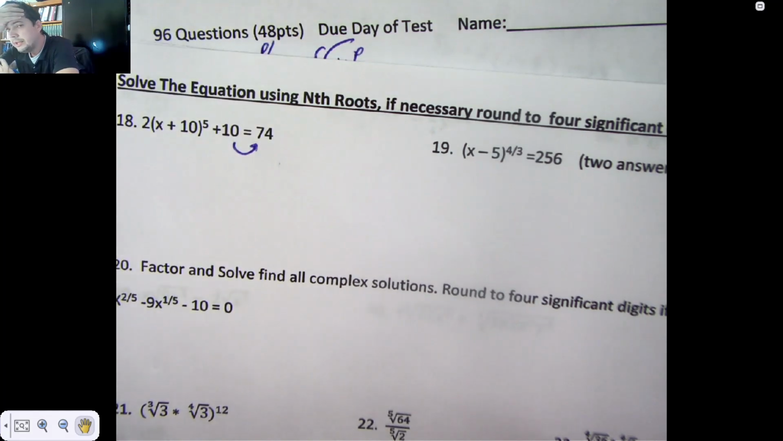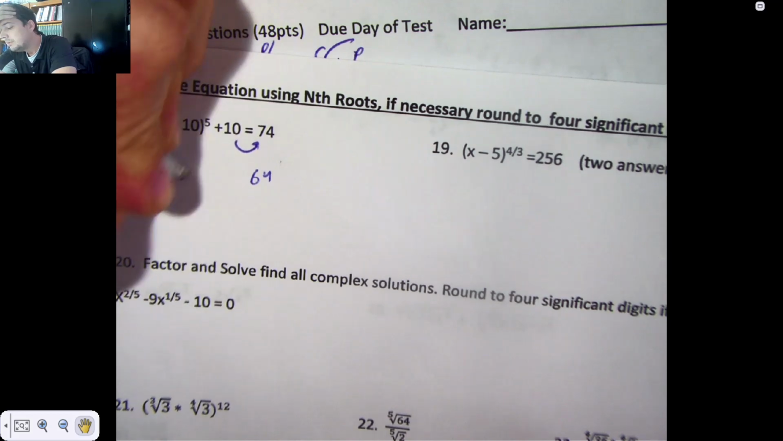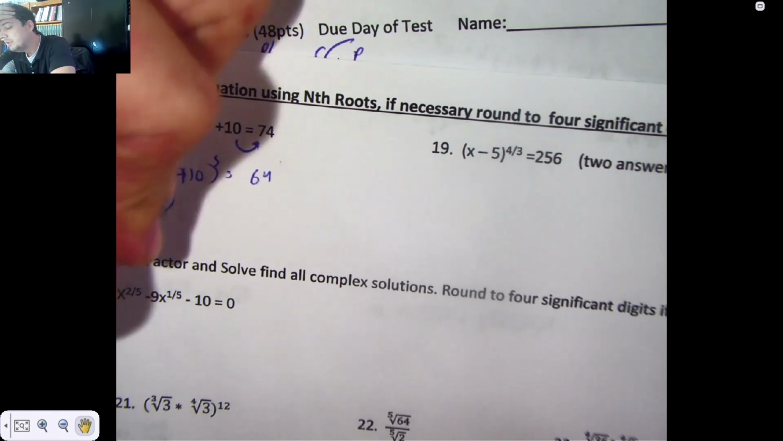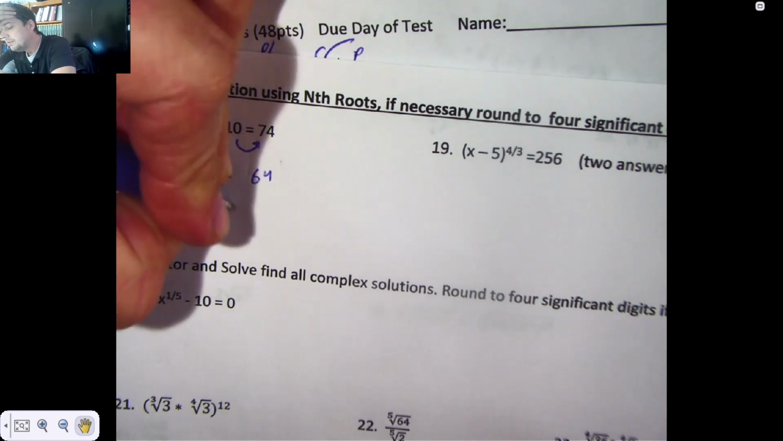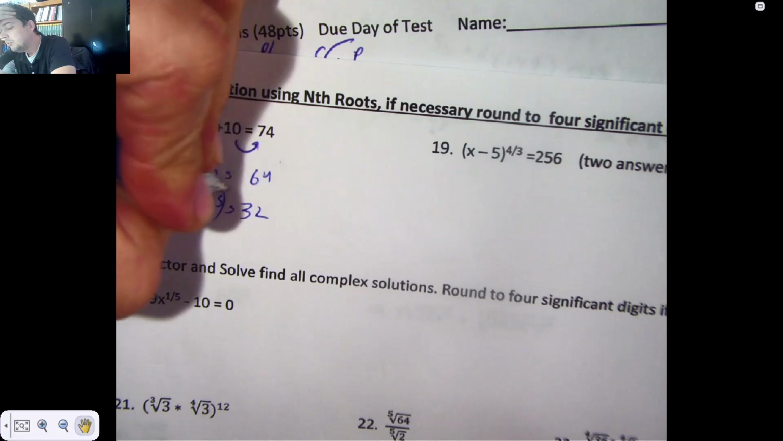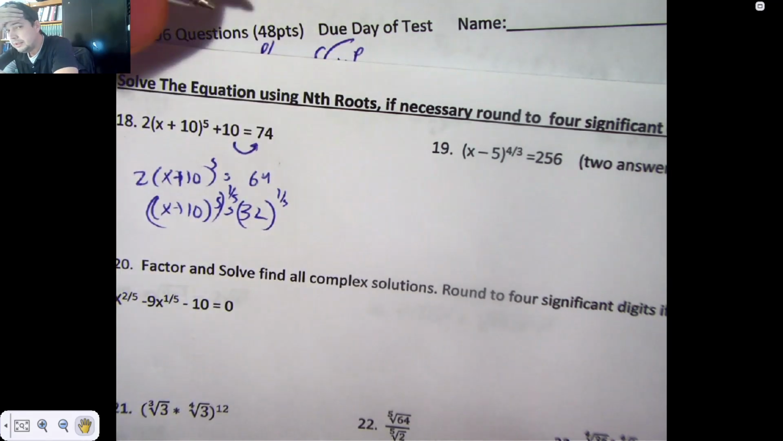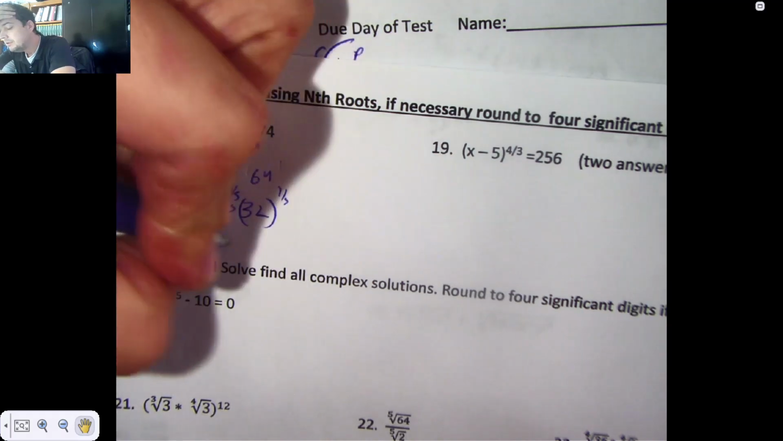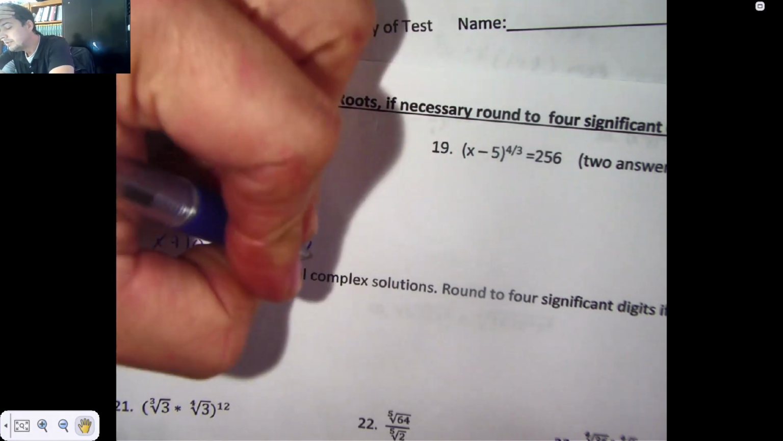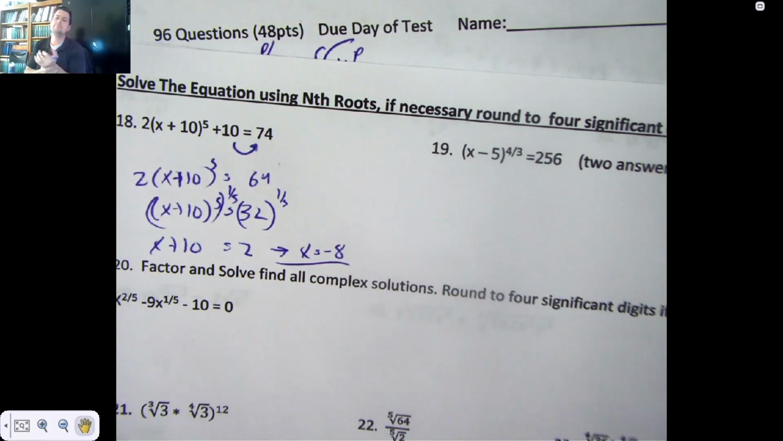I'm gonna take away 10. That'll give me a 64. Twice x plus 10 to the 5th is 64. Divide out my 2. X plus 10 to the 5th is now 32. The opposite of the 5th power is going to be the 1/5 power. The 5th root of 32 is going to be positive 2. So x plus 10 is 2. X is negative 8.